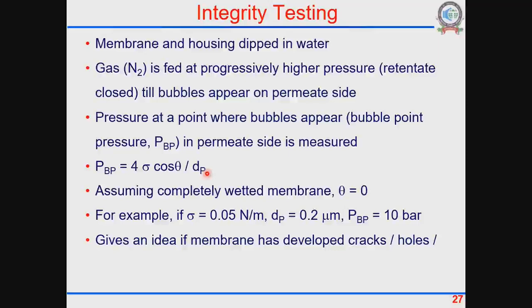Also, suppose the membrane has been in use for some time and you want to check whether the integrity of the membrane is proper, or whether holes have developed in the membrane. You can do this membrane integrity test after, let's say, 1 month or so. If you still find that the breakthrough pressure is the same, you can conclude that the original membrane is retained and it has not developed any cracks or holes.